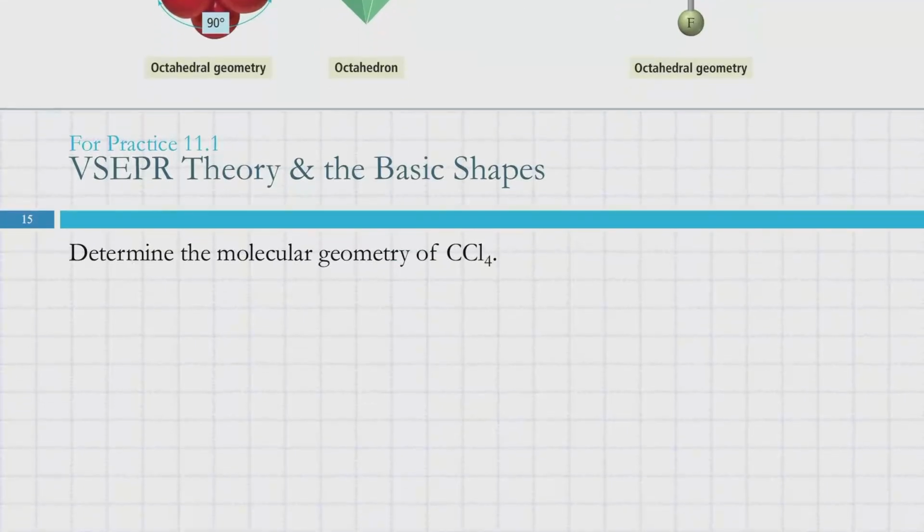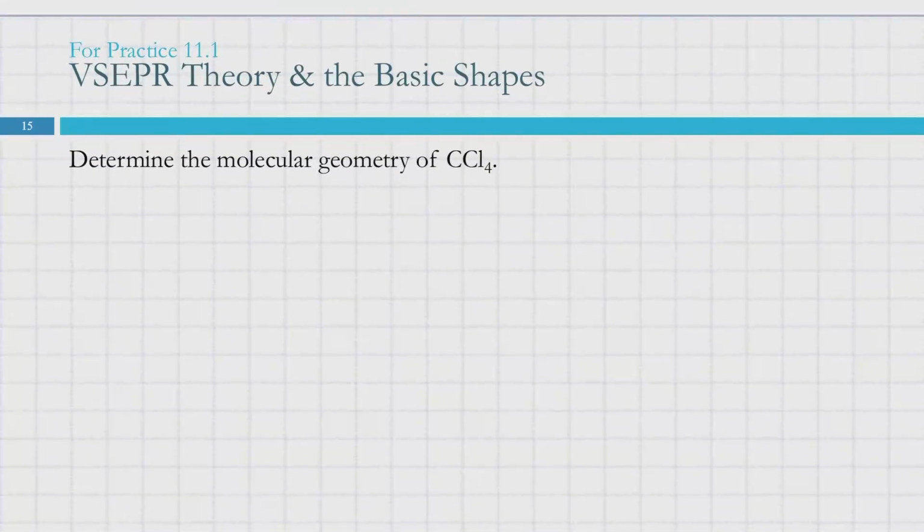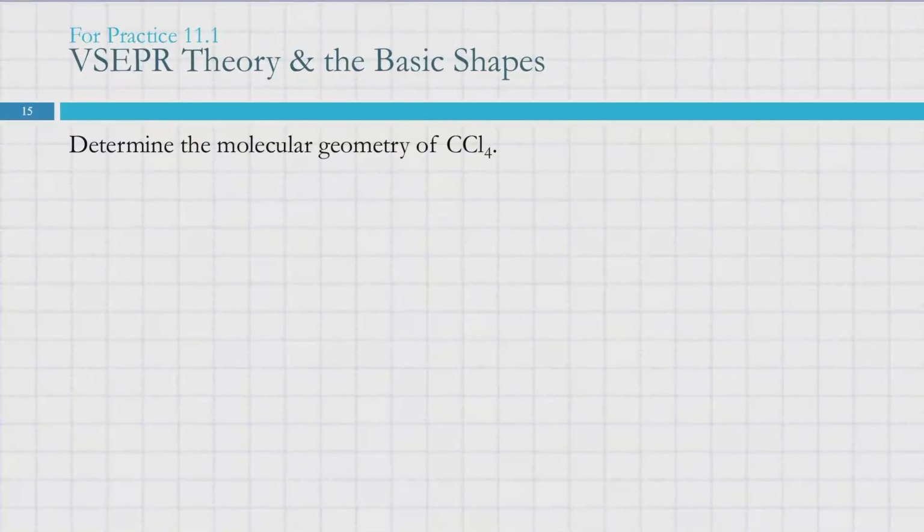All right, let's determine the molecular geometry of CCl4. If we're doing the molecular geometry of CCl4, we need to know how many groups are on our central atom. Carbon is going to be our central atom because that gives us the most symmetry. So we're going to end up with carbon in the middle, 4 Cl's on the periphery.